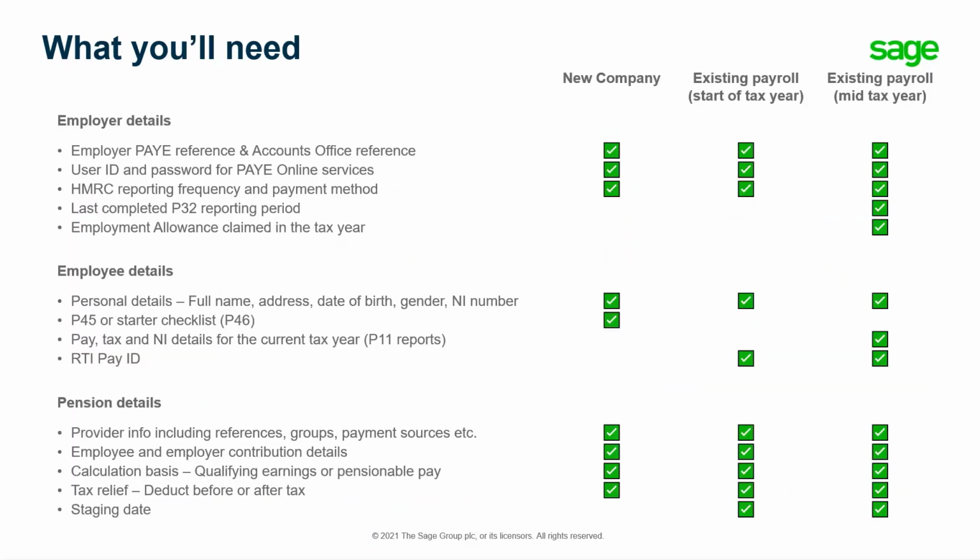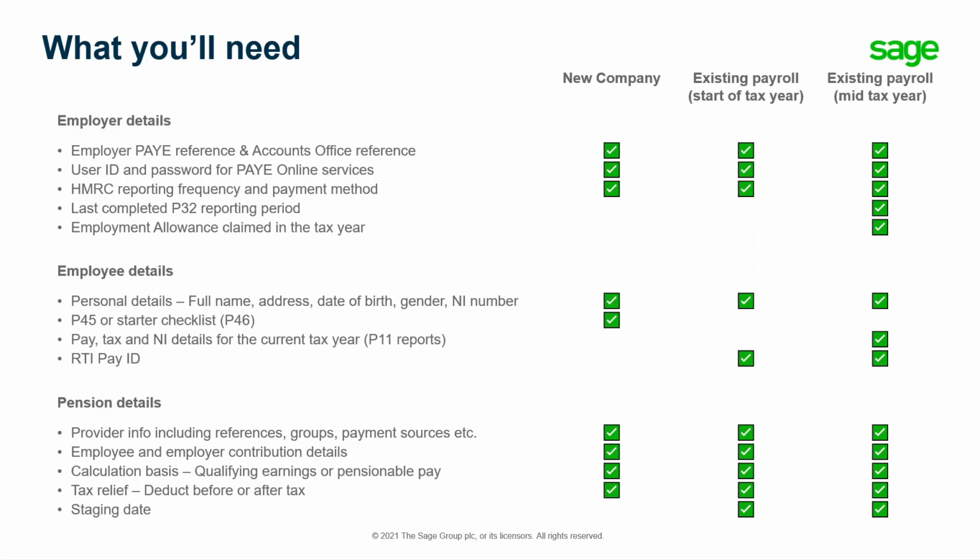So this is the type of information you'll need when you come to set up Sage Payroll. It's slightly different information depending on whether you're a new company taking on employees for the first time, or you're an existing payroll, either moving at the start of the tax year or more commonly mid-tax year. In terms of employer details, you'll need some references, a PAYE reference and accounts office reference, and you'll also need the user ID and password that you use to log into PAYE online services. You'll need to know your reporting frequency, which is usually monthly, and payment method when you're making payments to HMRC.